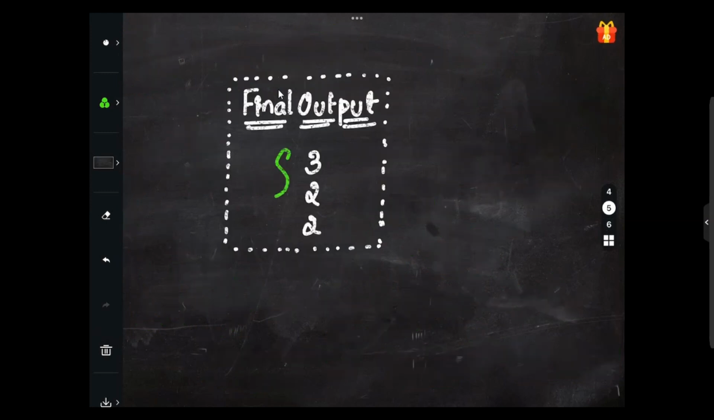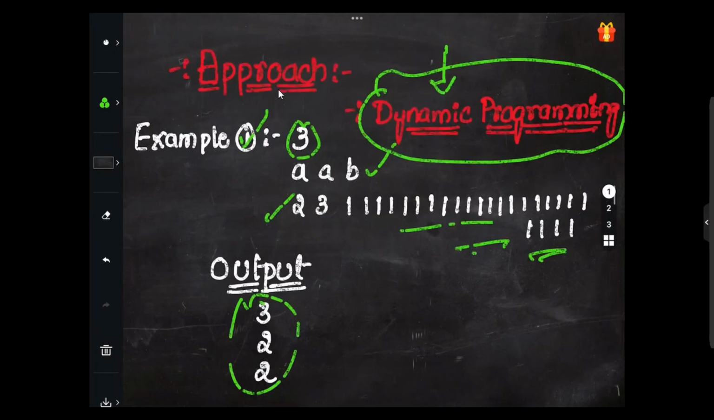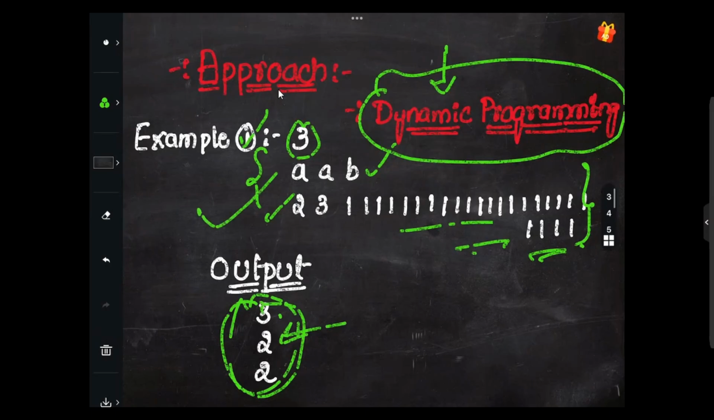So the output that we got here is 322, which is equivalent to the output that they have given for example 1 within the question, right? So our approach works absolutely correct in this case.